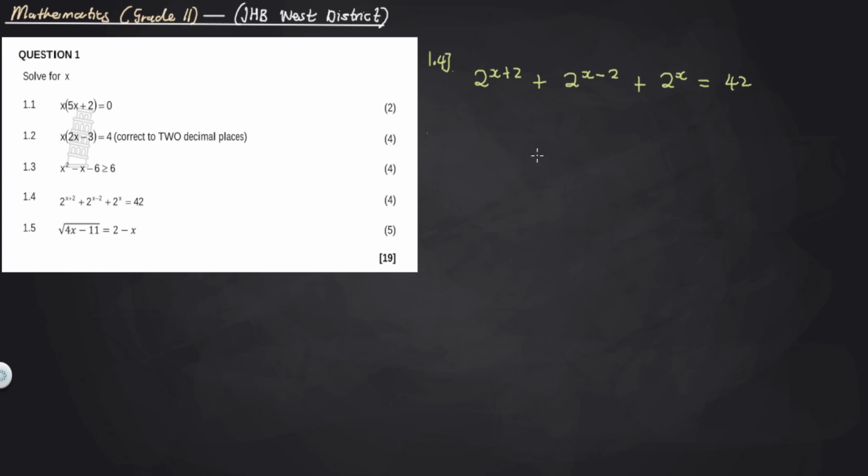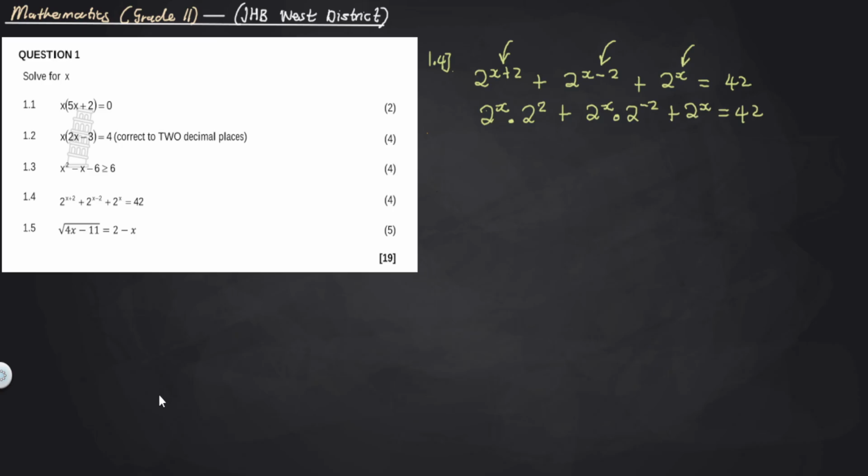Alright, so this is an exponential equation, solving for x. X happens to be an exponent in all of these powers on the left hand side, so it's an exponential equation. First thing, we're going to break this first power, and the second power. This one, there's nothing to break. So I'm going to do this: 2^x times 2^2 plus 2^x multiplied by 2^-2 plus 2^x equal to 42.